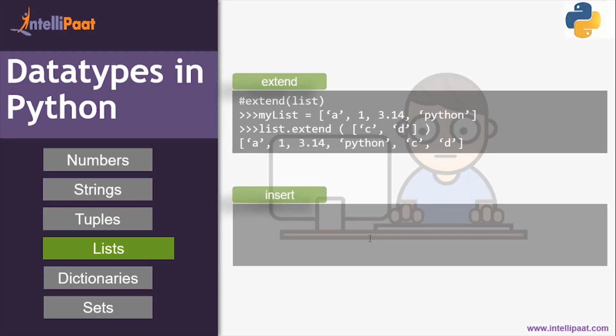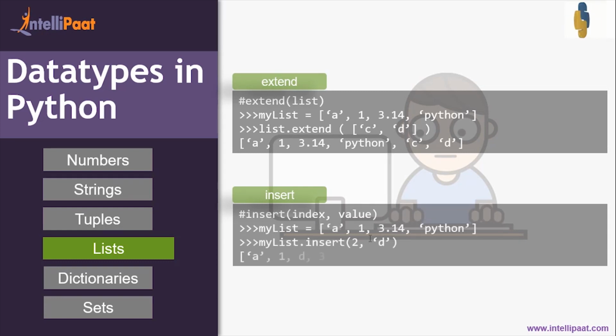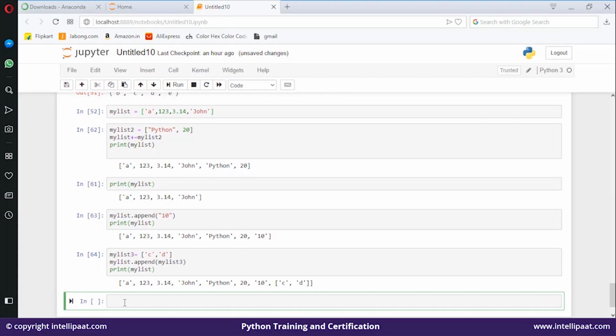Next is insert. Using the index number, you can insert any value in between the list. For example, I want to insert a number before 3.14. So I'll write my list dot insert. I'll mention the index number. My index number is 0, 1. I want it after 1. And what value do I want? For example, I want to insert 20, 30. Let's print my list and see the result.